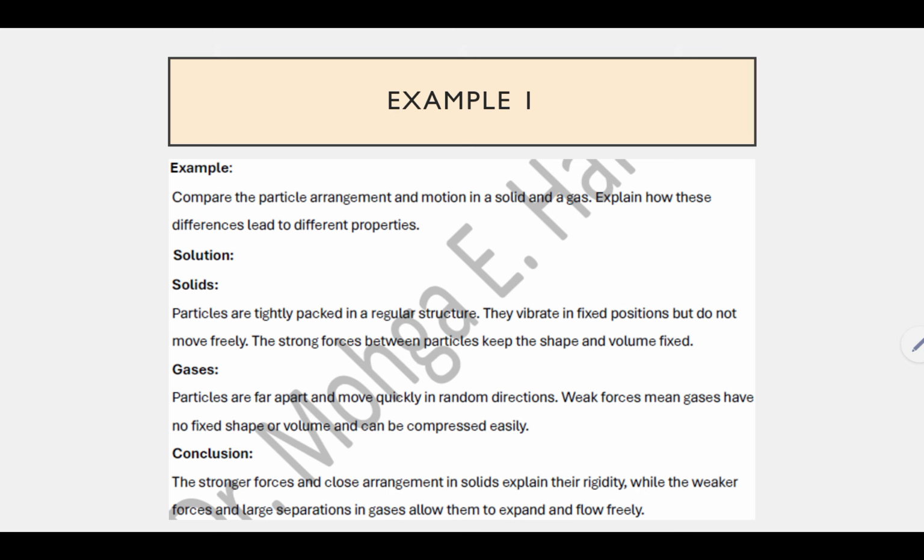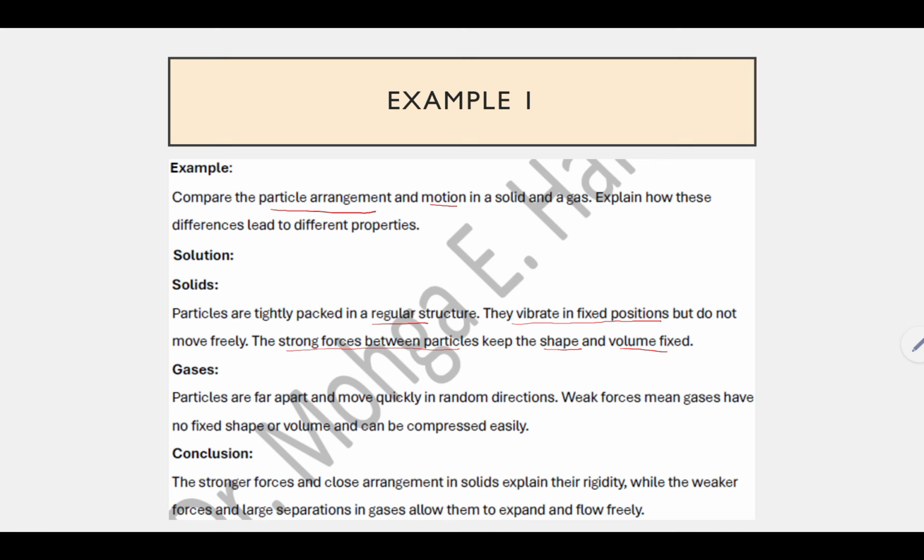I want to talk about two things: particle arrangement and motion. So for solids, they have a regular arrangement, and their motion is to vibrate in a fixed position. How do these differences lead to different properties? Those two things mean I have strong forces between the particles, so I will have a fixed shape and a fixed volume.